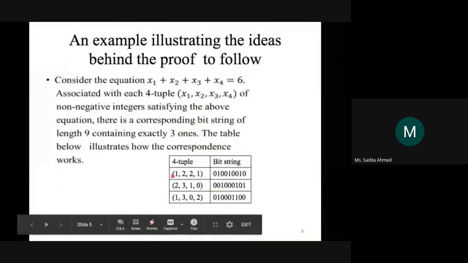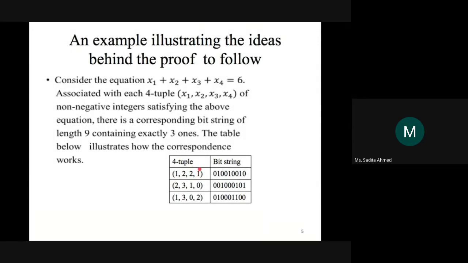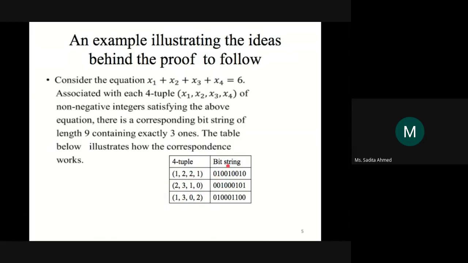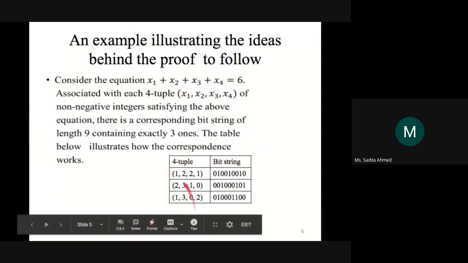So 1, 2, 2, 1 has a specific significance. It means that x1 is equal to 1, x2 is equal to 2, x3 is equal to 2, x4 is equal to 1. Okay? So the tuples have a significance, and we are using the tuples and the tuples only to represent this bit string. Is it clear that for such an equation, you can represent the possible solutions using bit strings?